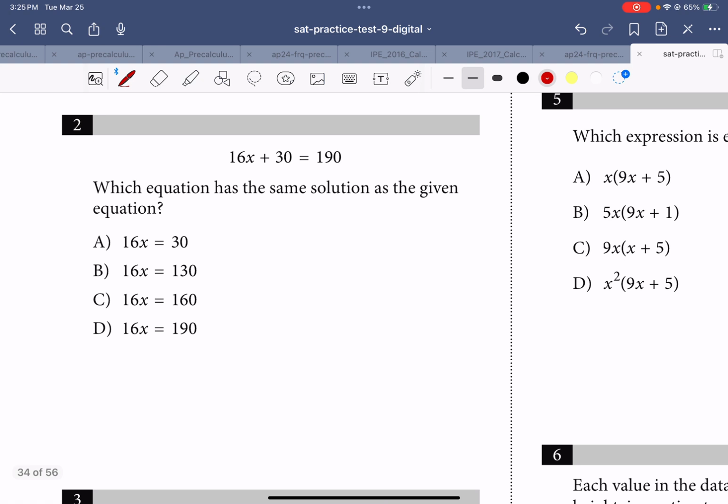Number 2, which equation has the same solution as the given equation? So what you need to do is, if you look at the answer choices here, isolate 16x, right? So subtract 30 from both sides. Then 16x equals 190 minus 30, which is 160. So the answer is C. Okay.